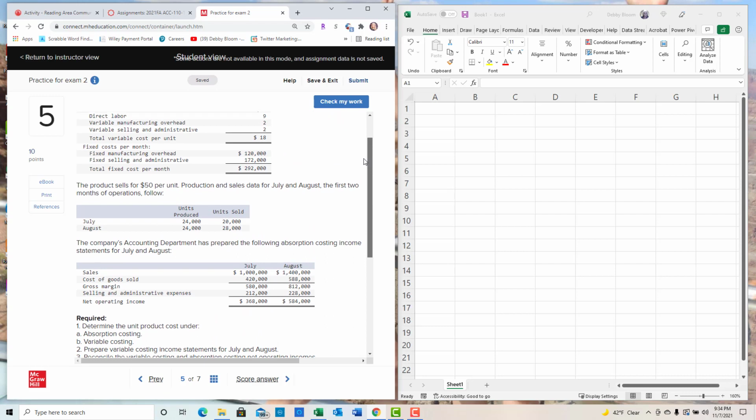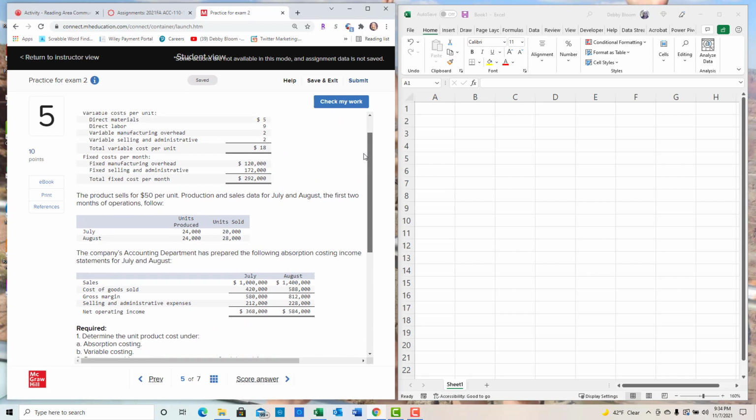Well, for requirement number 1, determining the unit product cost under absorption costing actually is relatively easy, because for July we would take the cost of goods sold divided by the units sold, so 420,000 divided by 20,000, and in August we take the cost of goods sold, 588,000, divided by the units sold. But let's actually do this the right way.